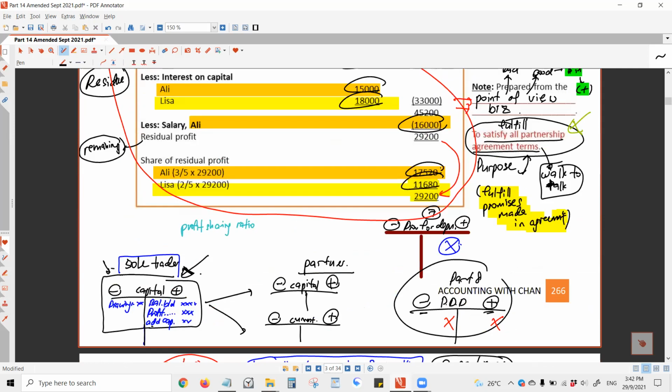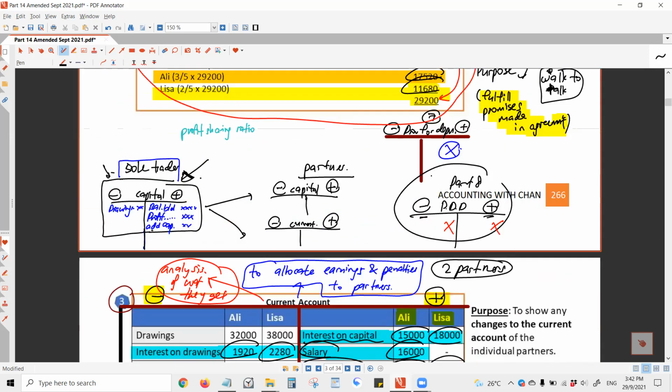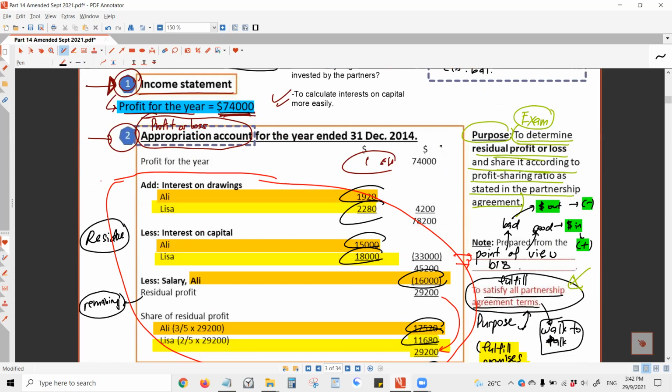Yes. You see, by knowing how appropriation account is linked to the current account, you can do the current account very easily. Whatever that has appeared here will appear one more time here. I know that, except a few things. Profit for the year will not appear anymore. Okay, profit for the year will not appear in the current account.